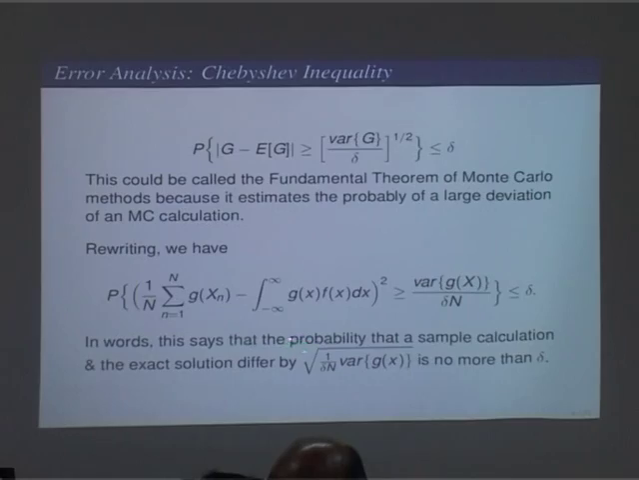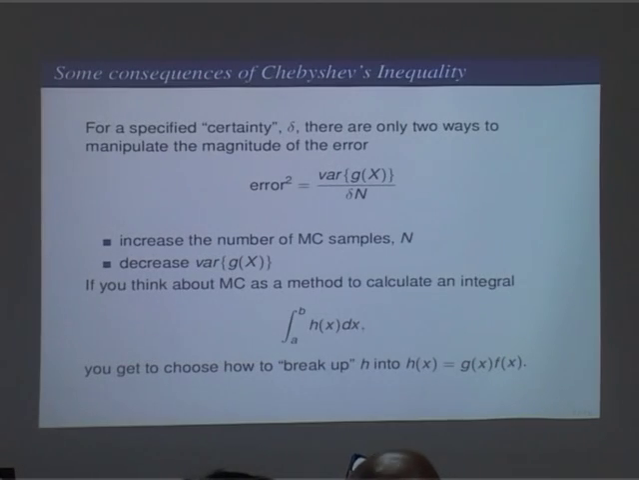Right, so you don't want your estimator and your exact solution to vary more than that. And it's going to vary more than that only with probability delta. Basically, this variance of g over delta n is what we're thinking of as our error between our estimator and the integral we want to estimate. And delta is fixed. You've decided you have some tolerance on the probability that you're going to be wrong.